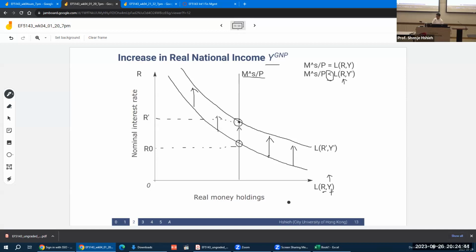So I told you last week too, right? If the variable that you're changing is not on the axis, then most likely you'll shift some curves. So this is exactly what we're doing here. Y is not on here, right? This is L, this is R, there's no Y. So we're most likely to shift some curves. All right, economic story. What's going on?